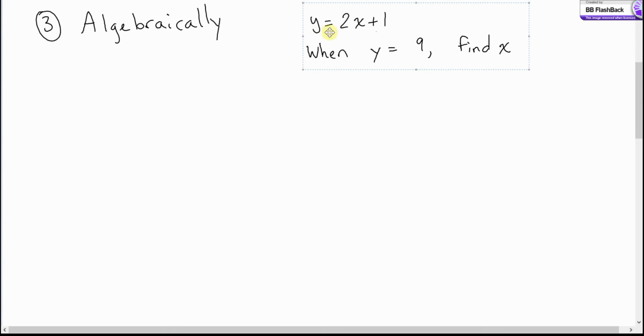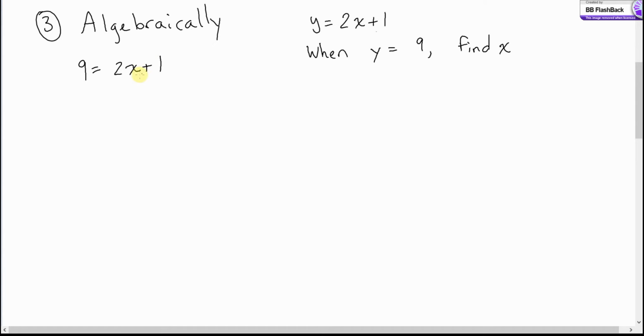So we have y is equal to 2x plus 1 and y is equal to 9. Find x. So there's two variables in this. They're giving us the number for one variable and we have to find the other. Whenever you're asked to solve something, if there's two variables, they'll give you the information for one and then you have to find the other. So we're going to sub in 9 for y. So 9 is equal to 2x plus 1.